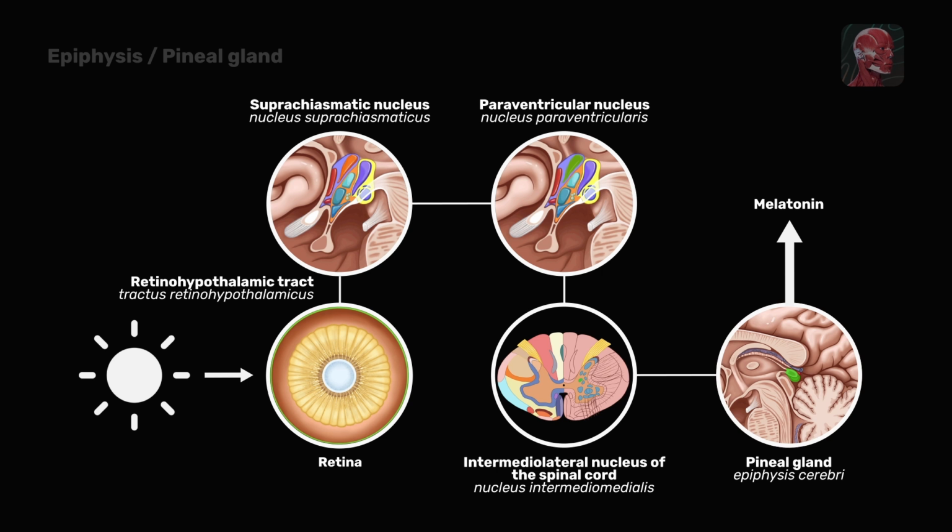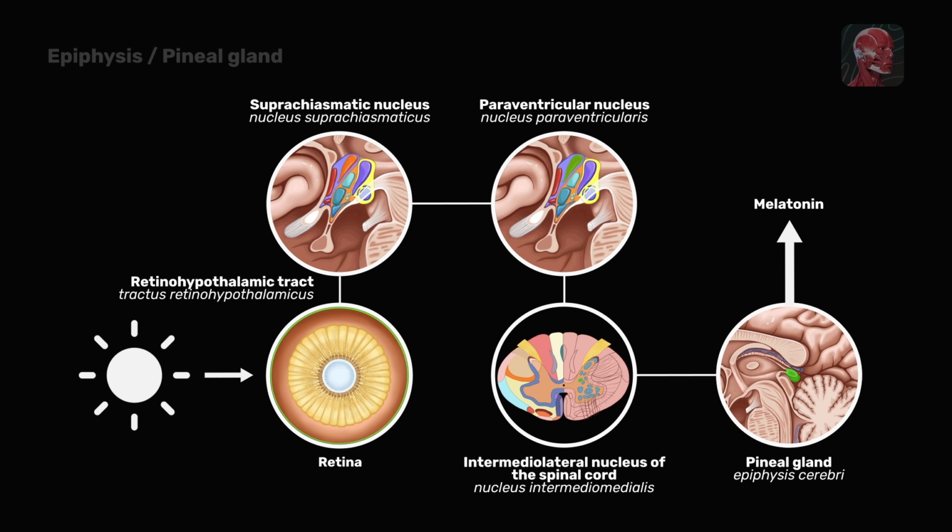Information about the change of day and night, as well as their duration, is transmitted via the so-called retinohypothalamic tract. Light reaches the retina, and the generated action potential is transmitted along the retina's fibers to the suprachiasmatic nucleus of the hypothalamus. From there, the information travels to the paraventricular nucleus, which then sends efferent fibers to the intermediolateral nucleus of the spinal cord. Then, through the cervical sympathetic fibers, the impulse finally reaches the pineal gland.